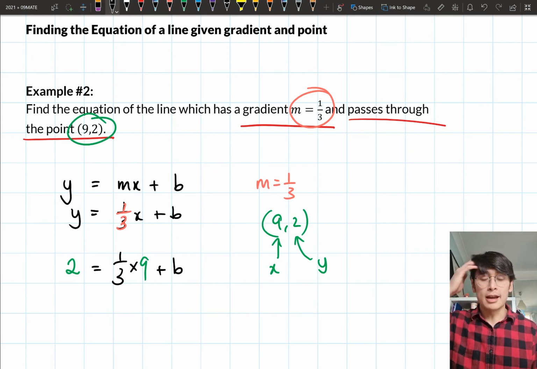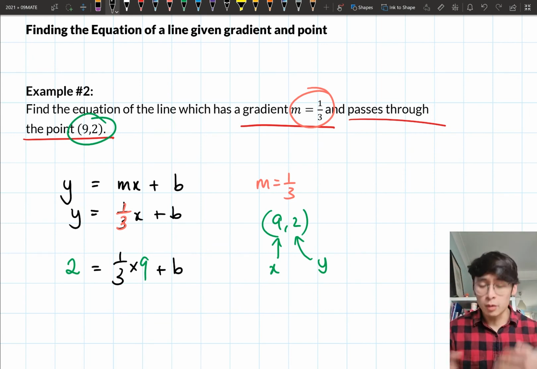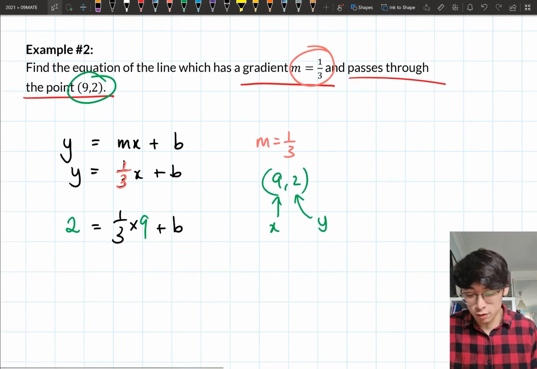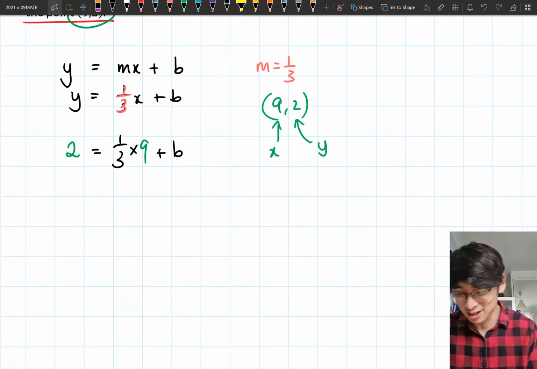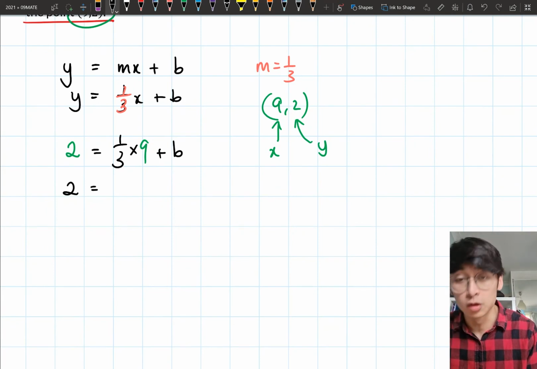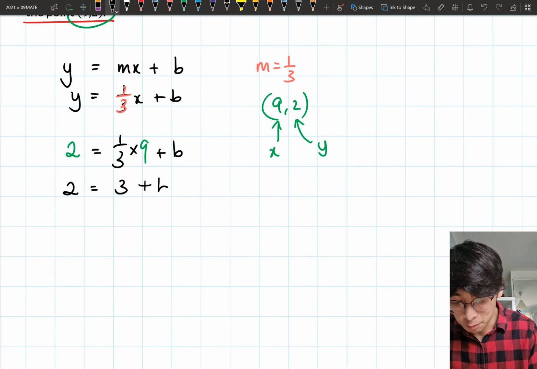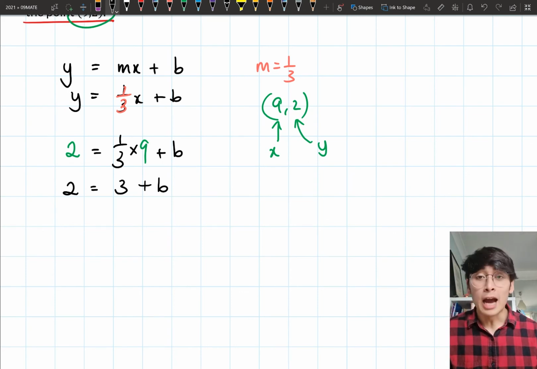Okay, and now that we've done that, we're just going to slowly work through this and solve for b. Now on my left, let me just deal with that fraction first. I don't quite like fractions. So here I've got 2 is equal to 1/3 times 9. 1/3 of 9 is just 3 plus b. Okay, and I'm going to solve this.